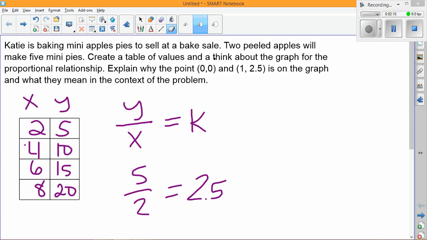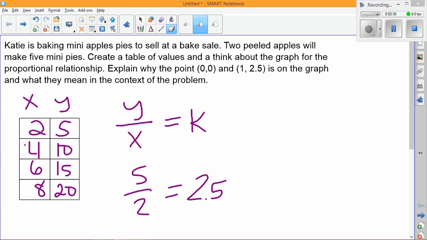And 0, 0 makes sense because we know that a proportional relationship must have 0, 0. Meaning in this case, if I have no apples, I will have no pies. And it means something different in the context of each problem. But 0, 0 will always be there.